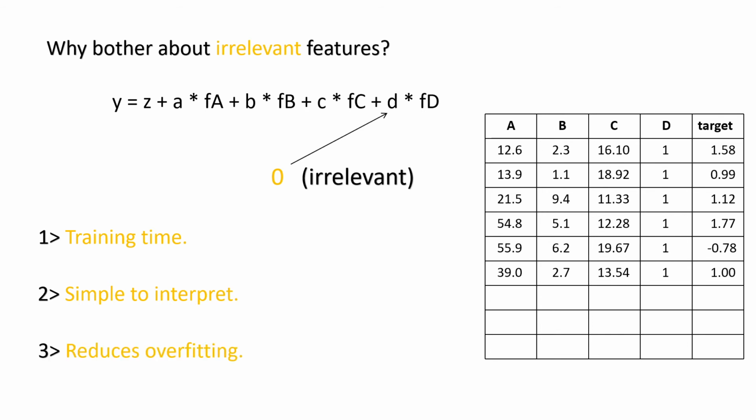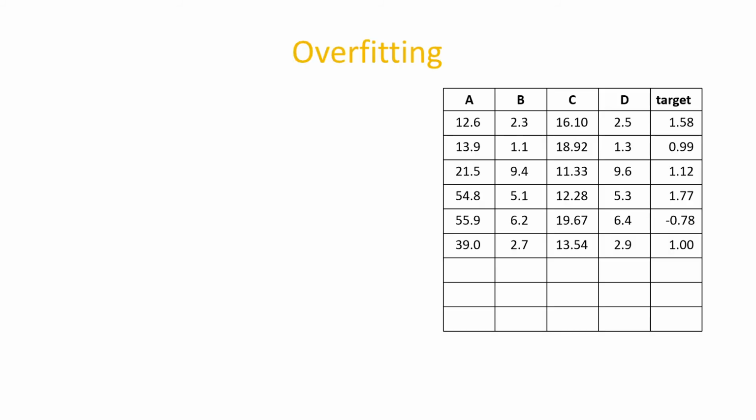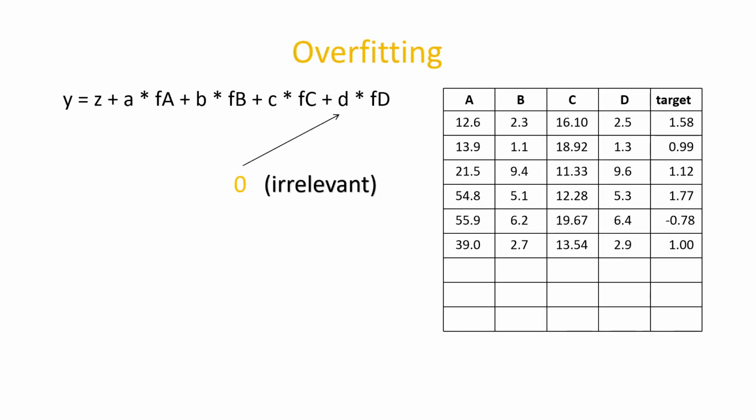And the third is the most widely discussed problem. Feature selection actually reduces overfitting. Now how it overfits is going to be my next slide, and it's going to be very important, because this is the main problem. Overfitting. So you had a data set and you thought that your f of d will be equal to 0, and it will make this column irrelevant.